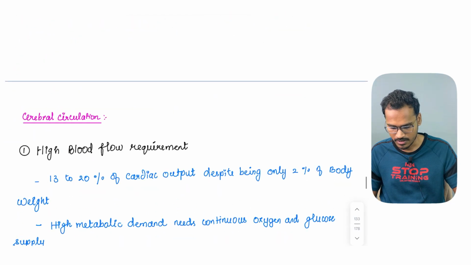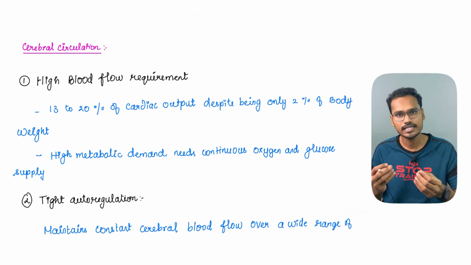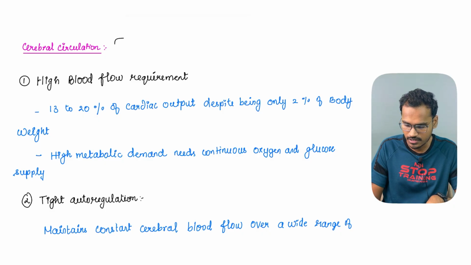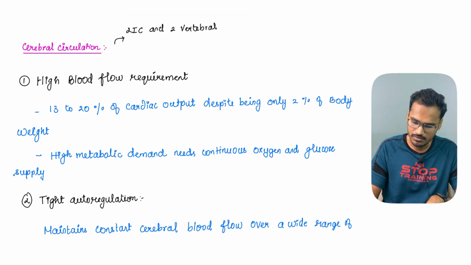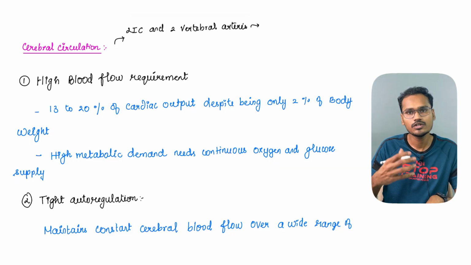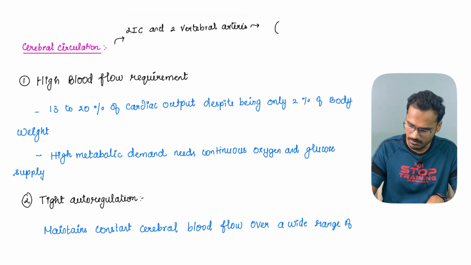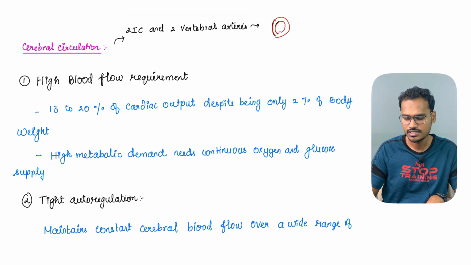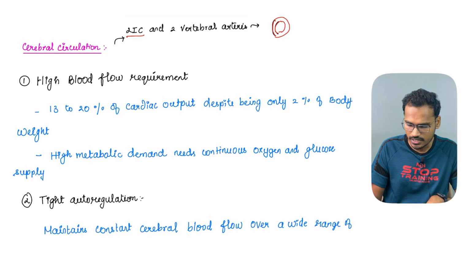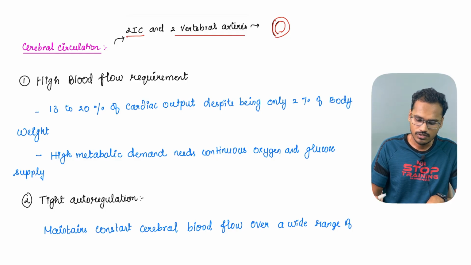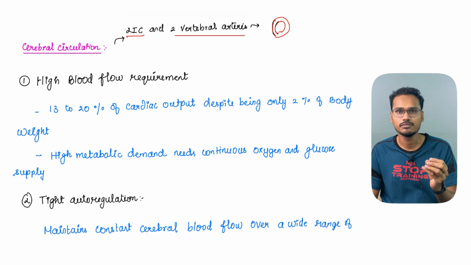So coming to the cerebral circulation, how is it getting the blood flow? The blood flow is primarily from the arteries, that is the two internal carotid arteries and two vertebral arteries. This anatomical detail you would already know. What they form is a specific structure in the brain called the circle of Willis. This circle of Willis is an anastomosis between these four arteries, formed by the two internal carotid and the two vertebral arteries. With this knowledge, let's try to understand the special features of this cerebral circulation.